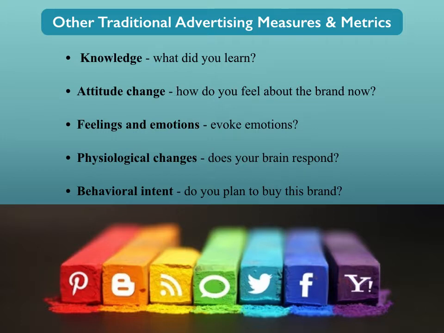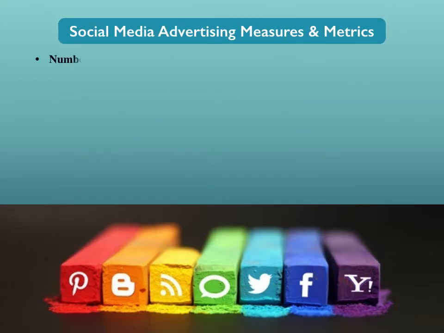Okay, so this covers the main two things that you're looking for when you're measuring traditional advertising, and then breaks it down to different types of tests that are done when you're looking for those things. So now let's talk about two main measuring criteria for social media advertising. The two main measuring criteria are numbers and engagement.